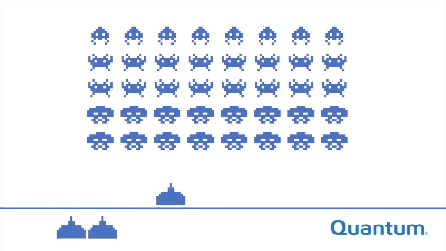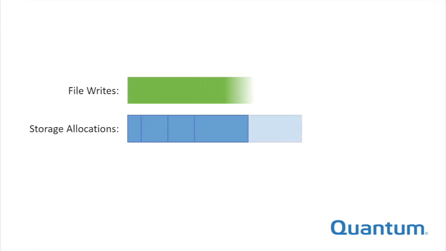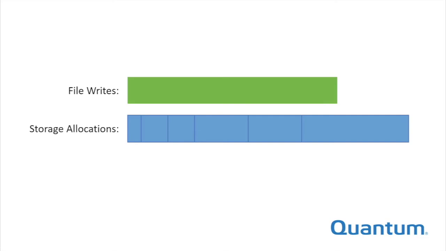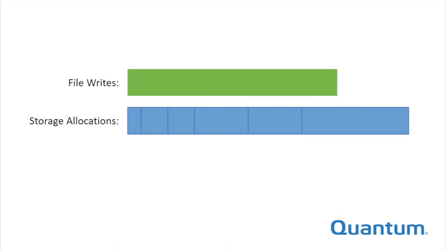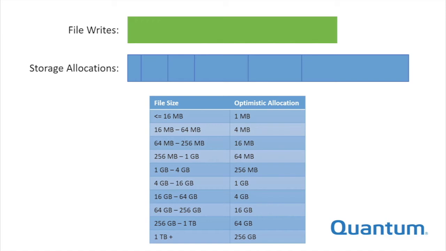The StorNext file system allocator does a very similar thing with storage, just in a more sophisticated way. The size of the space allocated scales in 10 escalating steps according to the file size. As a file gets bigger, the allocations get bigger. This minimizes the number of fragments per file while limiting over-allocation of space.